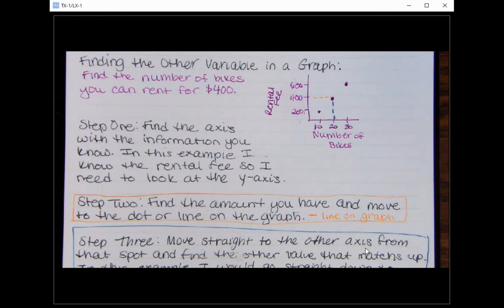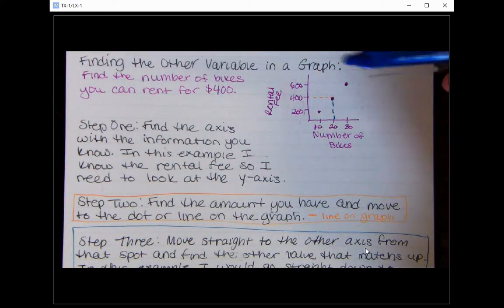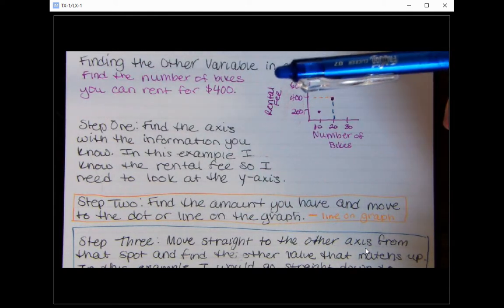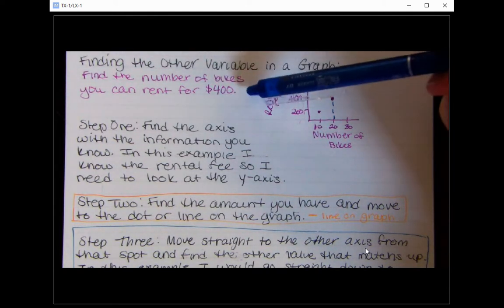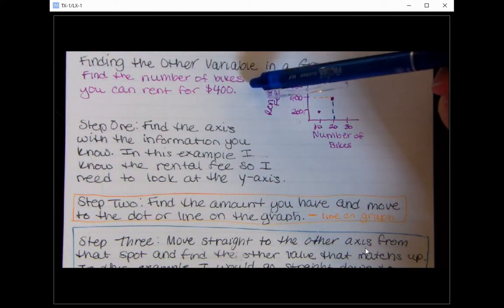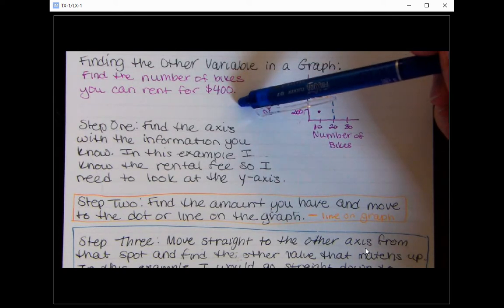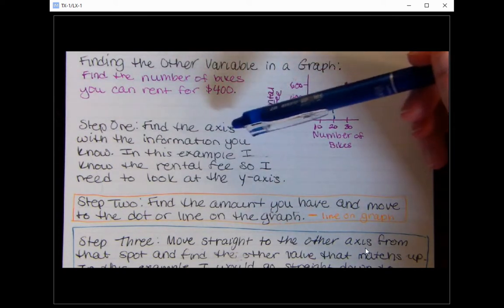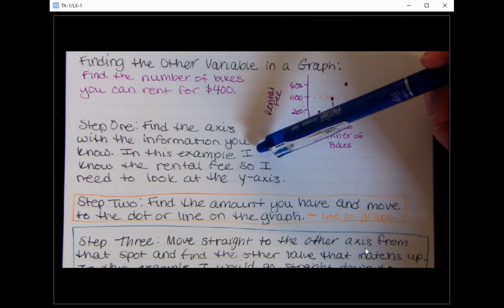Okay, finding the other variable in a graph. We practiced this a little bit in class, but it's good to have notes down so that you can refer to it when you need to. In this example, you need to find the number of bikes that you can rent for $400. So, step one, find the axis with the information that you know.